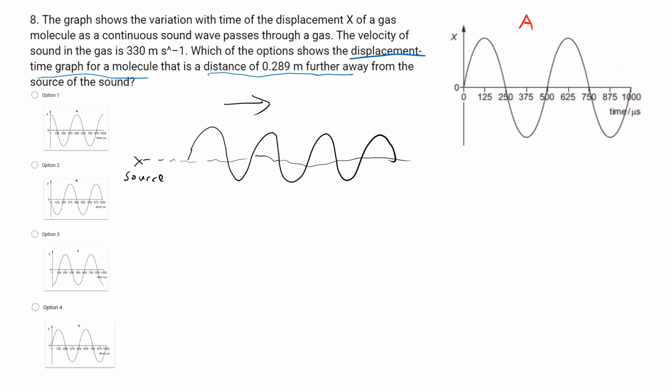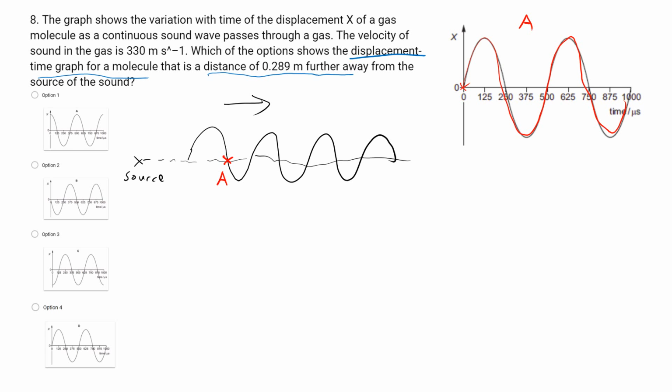Based on the displacement time graph, A is supposed to start at displacement equals 0 when time was 0. And when time progresses, A is supposed to move up before coming down. So based on how A is displaced from time equals 0 and how the wave moves, we can consider this particular point to be a possible position for A.